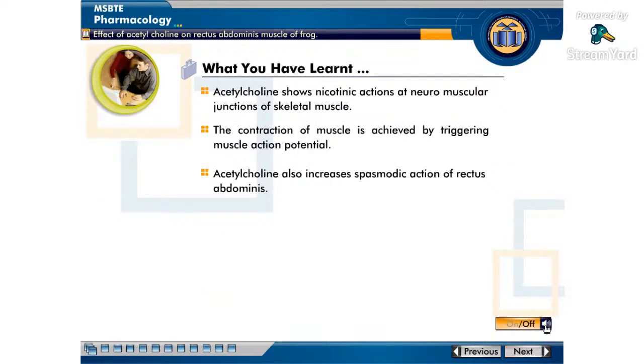You have learnt that acetylcholine shows nicotinic actions at neuromuscular junctions of skeletal muscle. The contraction of muscle is achieved by triggering muscle action potential. Acetylcholine also increases spasmodic action of rectus abdominis.